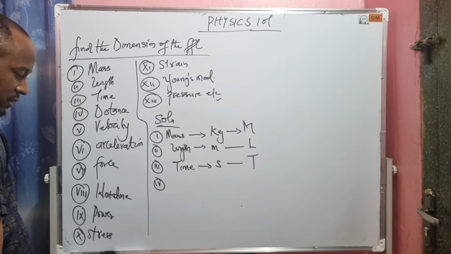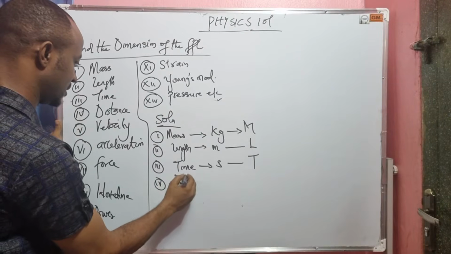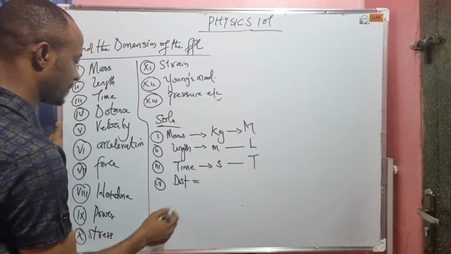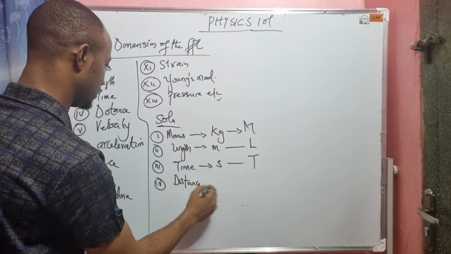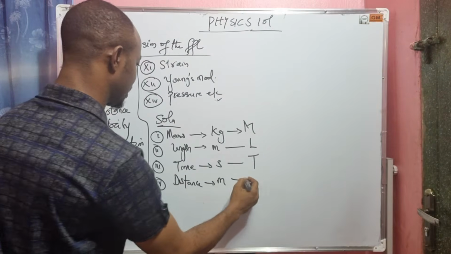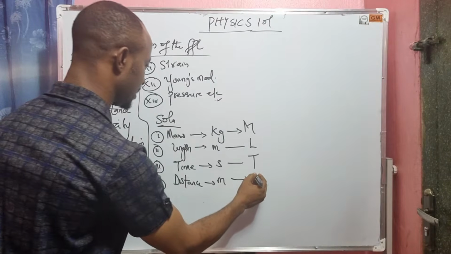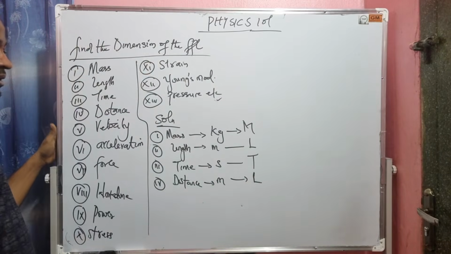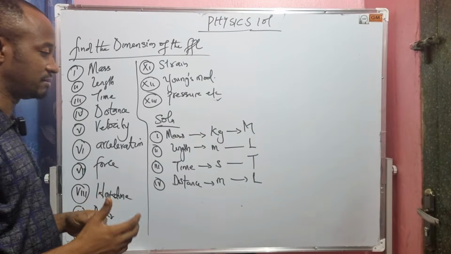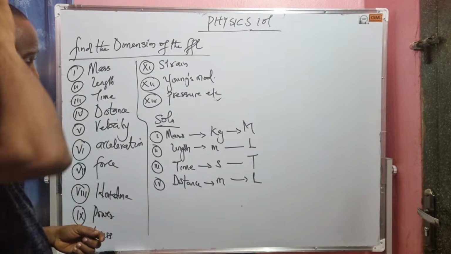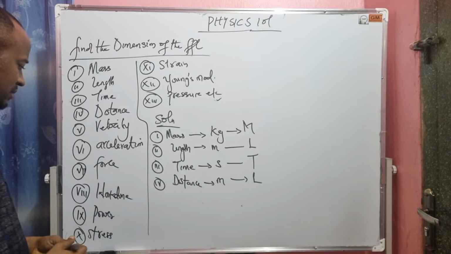Okay, then the next one is number 4, which is our distance, right? Distance is measured in meter, right? So dimension for distance is capital letter L because it is measured in meter. But I said any quantities measured in meter must have a dimension of capital letter L, right? Like we have radius and so on and so forth.